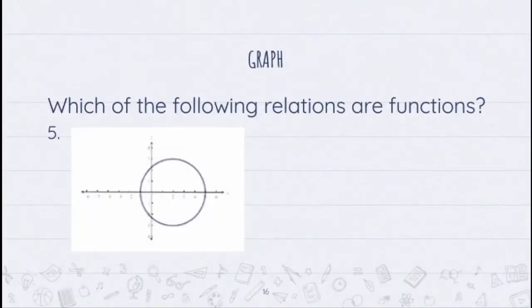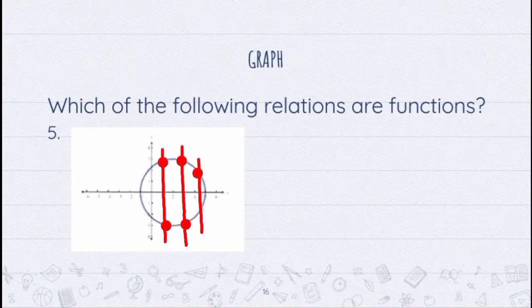We are now on our last item. It's a graph of a circle. Placing vertical lines here, you'll see that each vertical line intersects at 2 points. Therefore, this is not a function.